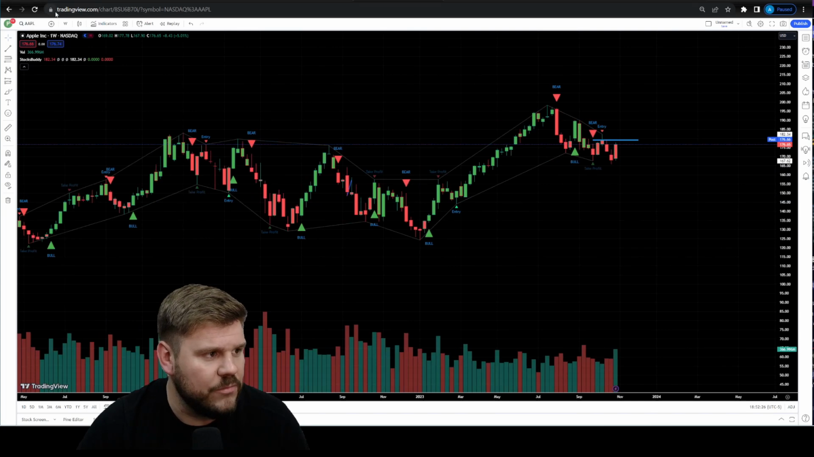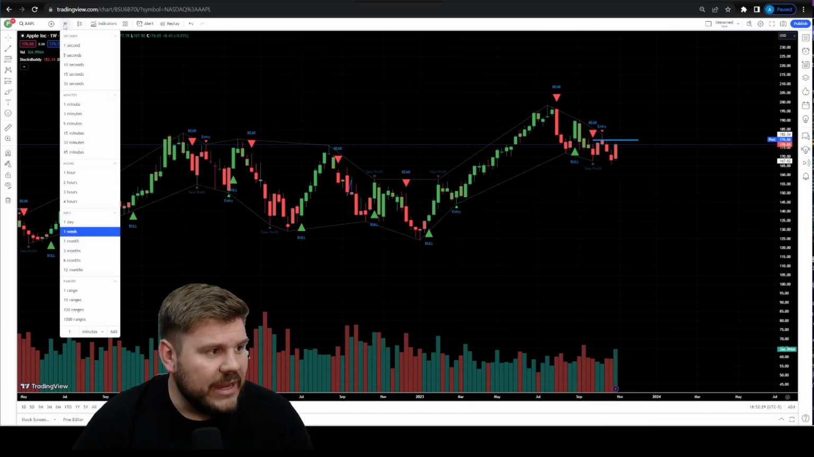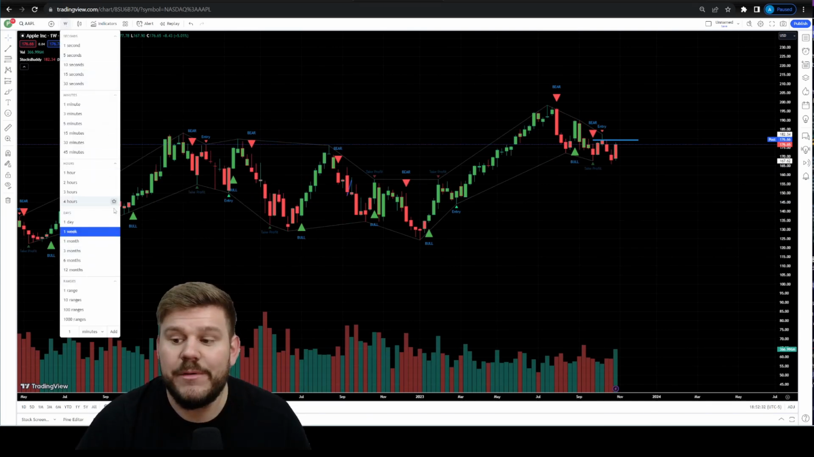Let's look at an even more fun variation of this. As we go right here on TradingView, we can select the time frame of the chart we're looking at.